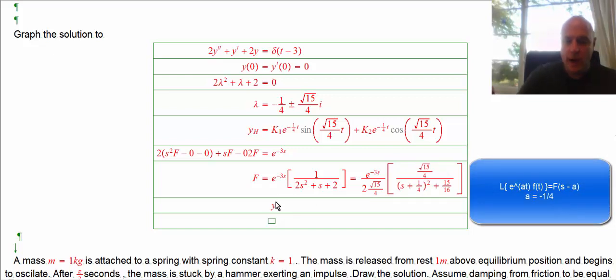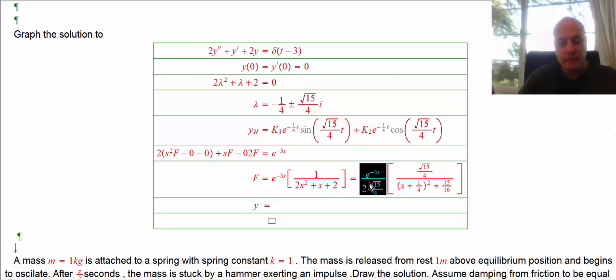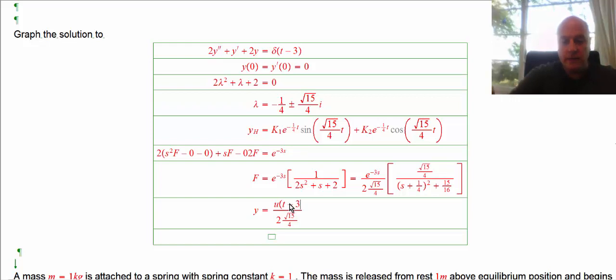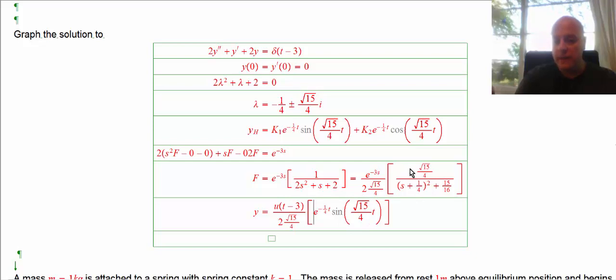So y is equal to this piece, which unLaplaces to be the Heaviside step function at 3. This is just a constant. Now what's in the square bracket? What's in the square bracket would normally unLaplace to be the shifted piece, and then the sine.